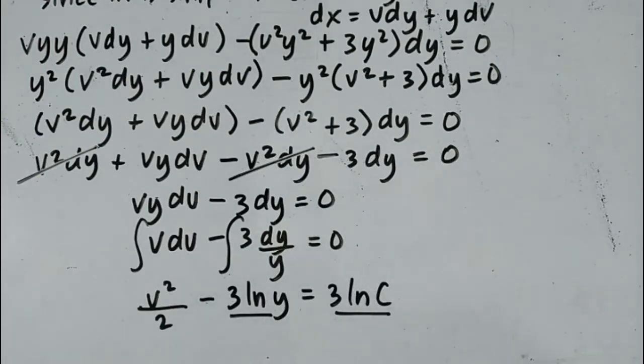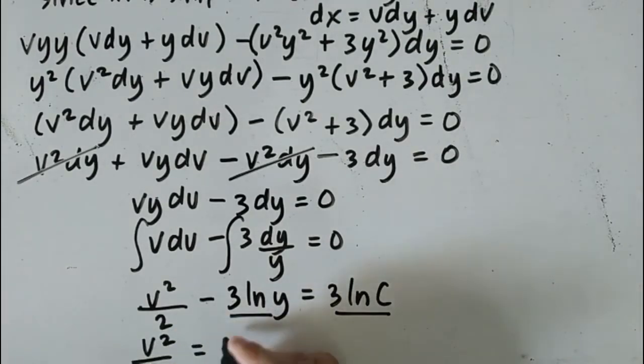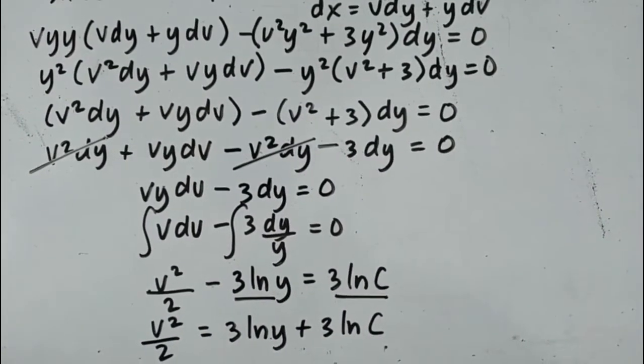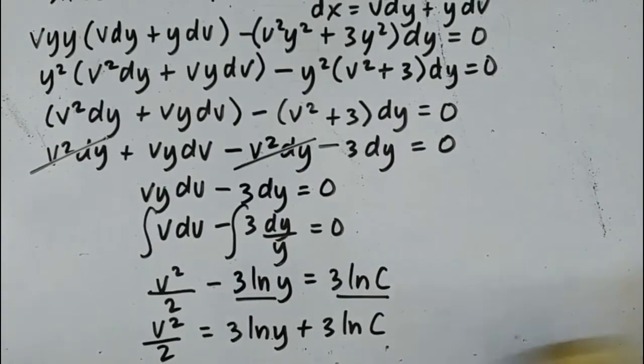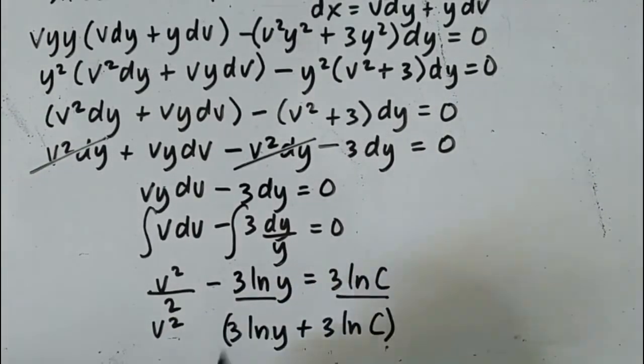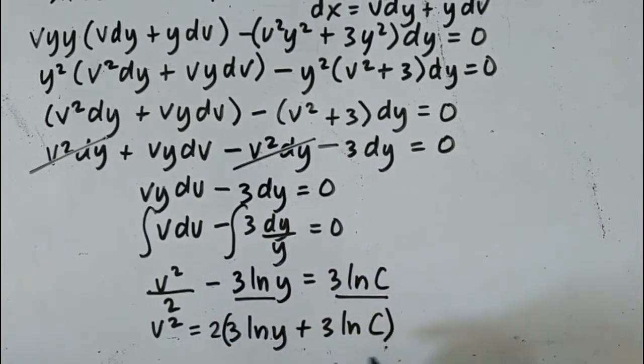So we have now v squared over 2 equals 3 ln of y plus 3 ln of c. And we multiply both sides by 2. So this results in v squared equals 2 times 3 ln y plus 3 ln c. So distributing 2, we have v squared equals 6 ln y plus 6 ln of c.